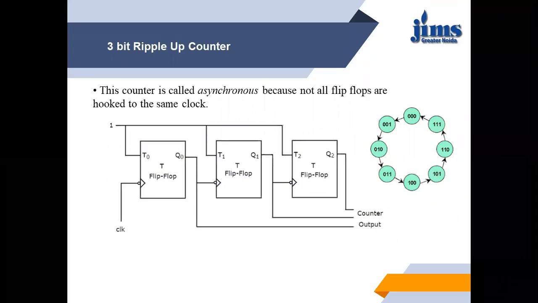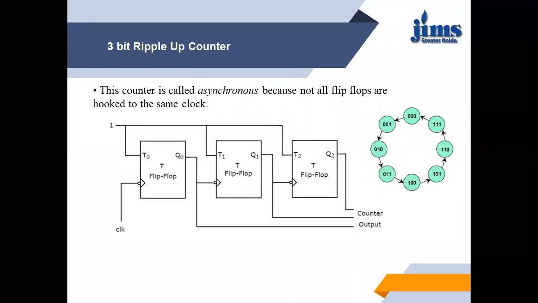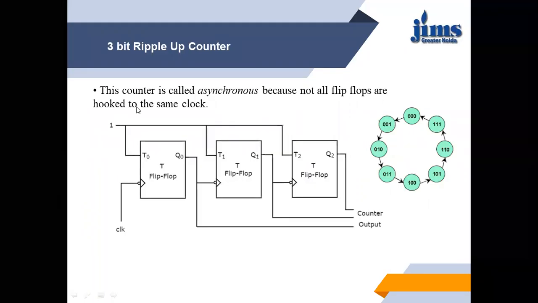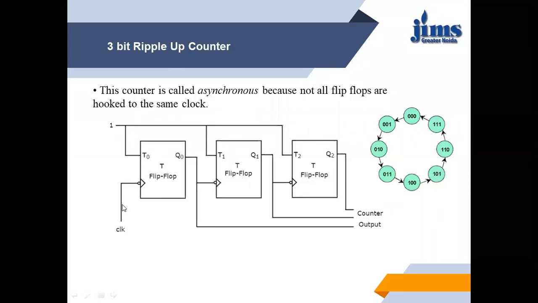So here is the circuit. The design is pretty much simple. For the design of the counter, we use either a T flip-flop or a JK flip-flop. The connections are the same. All inputs of the T flip-flop are 1. The first flip-flop is fed with a master clock. The output of the first flip-flop is the clock to the next flip-flop.